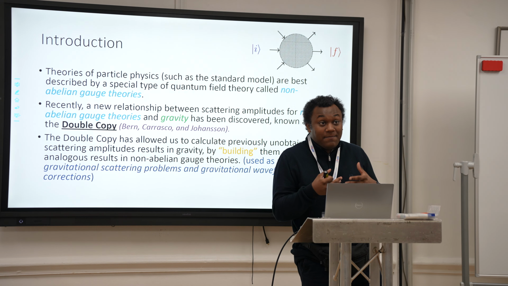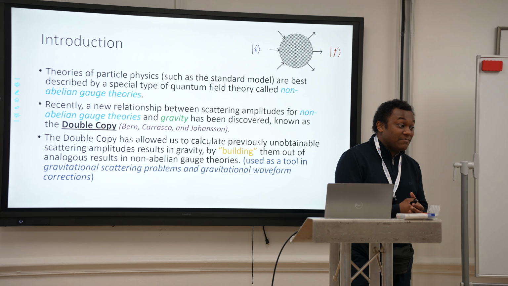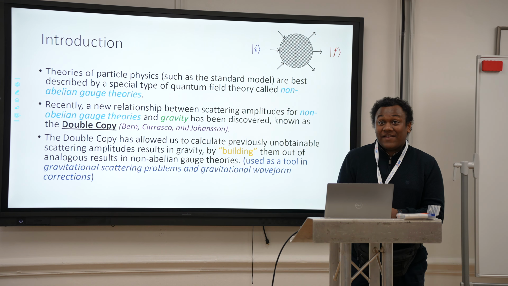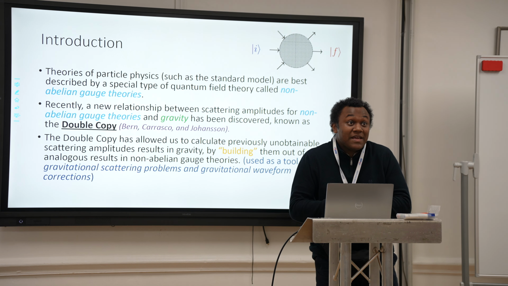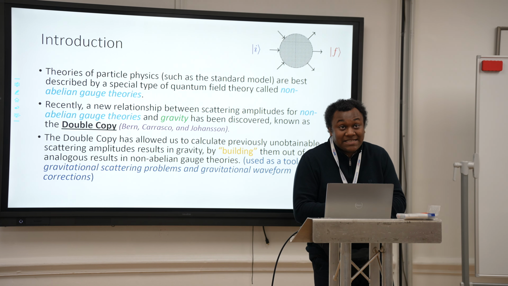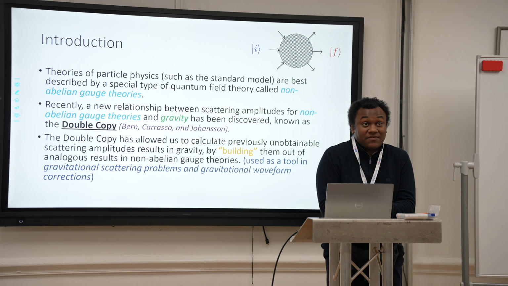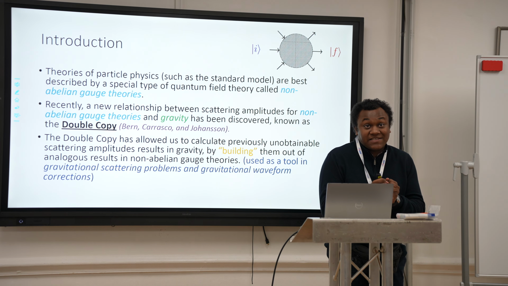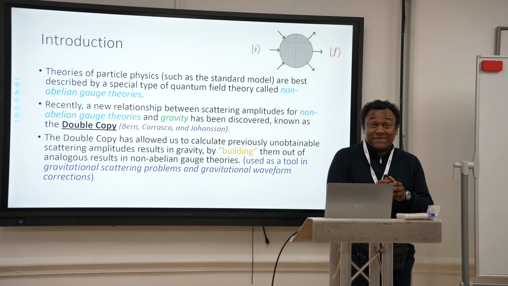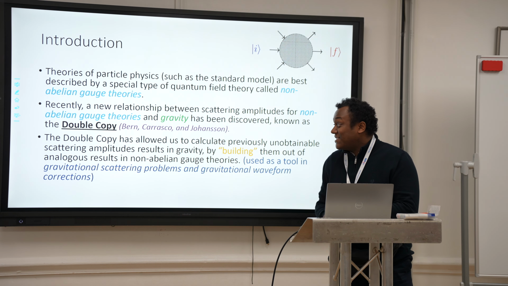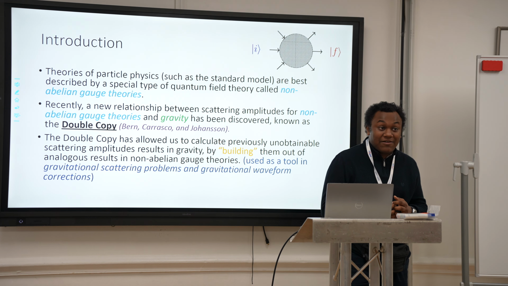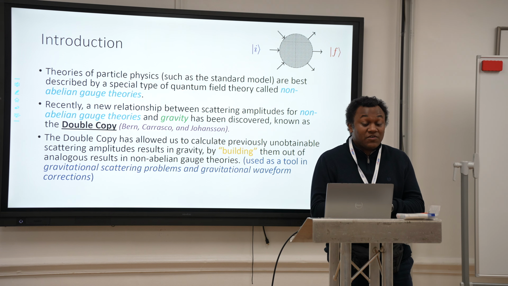Why the double copy has really become important, at least in the field of scattering amplitudes, and why it's captivated our imagination, is that the double copy has allowed us to calculate things in quantum gravity we couldn't do before. In particular, what the double copy means is that we can calculate scattering amplitudes in quantum gravity by essentially building them out of analogous systems in non-abelian gauge theories. Literally take a Yang-Mills amplitude, double copy it, do this process, and we actually build the scattering amplitudes in quantum gravity we want. Why that's important is that it's allowed us to calculate observables in quantum gravity we couldn't do before.